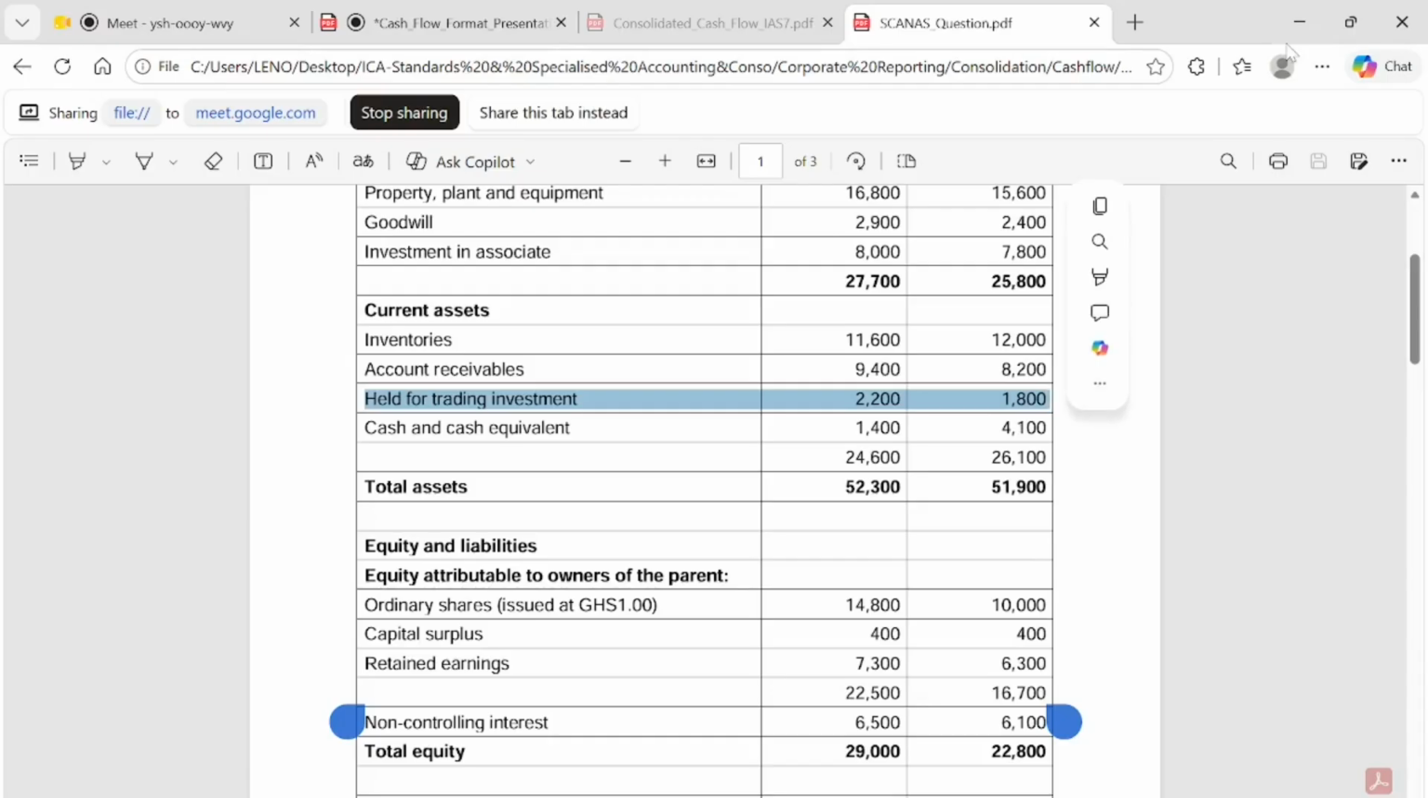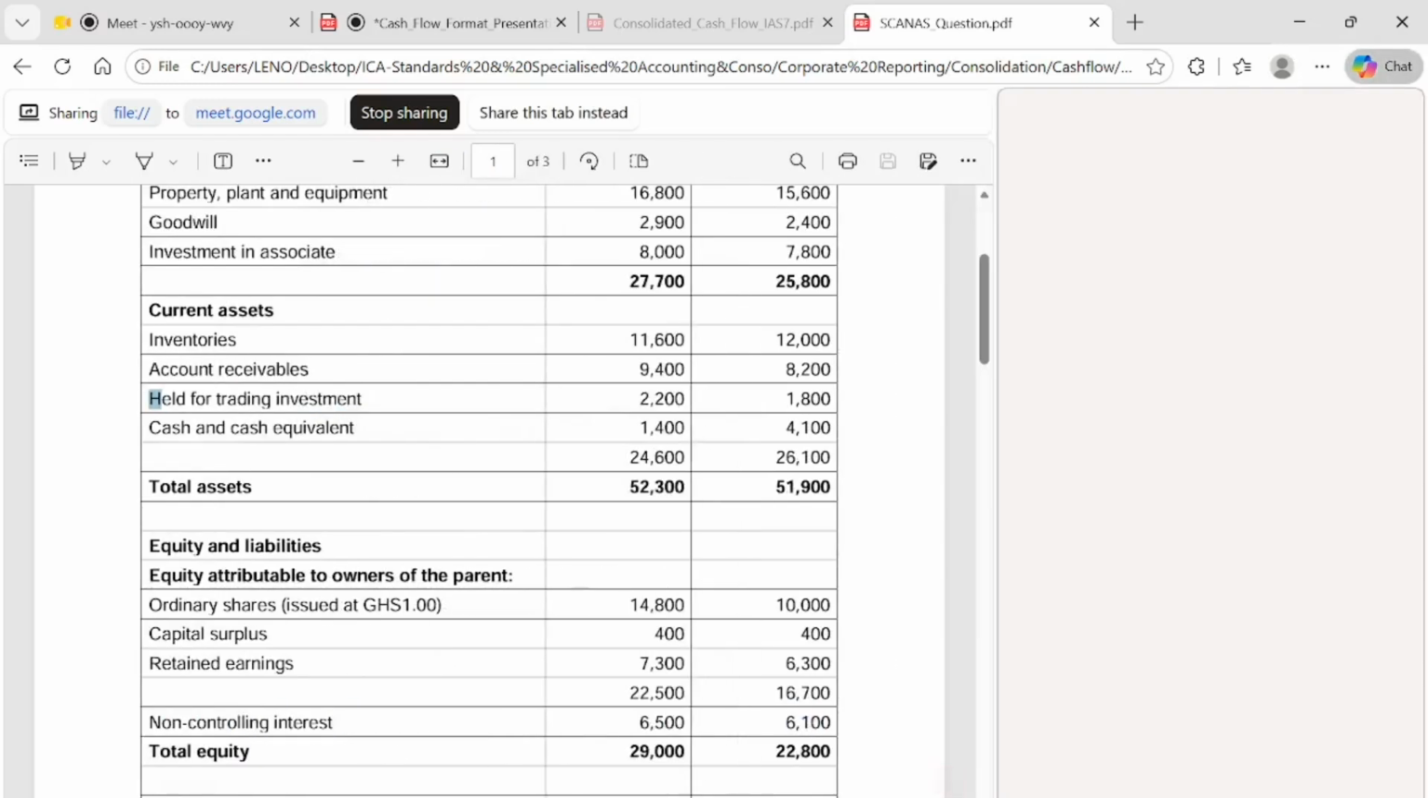So when we say held for trading investment, what they mean, they are financial assets. You understand? It could be financial asset, or it can be financial liability. A company acquired or maybe incurred for the purpose of selling. That's all. But the question you should ask yourself is this: is held for sale actually a core business activity of the company? That's what you should ask yourself. Held for trading means this particular item is not actually a company activity, because if it is a company activity, it will form part of the inventory.